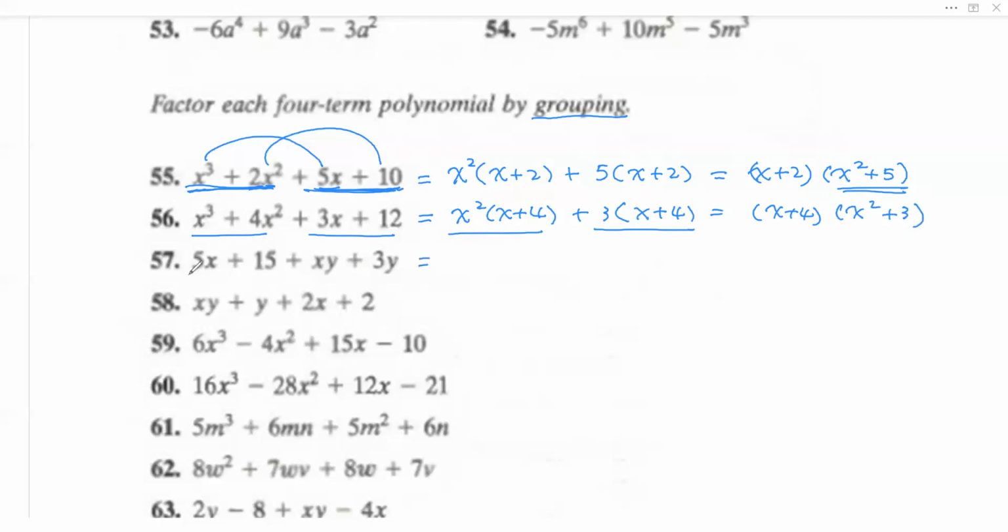Same. We can take first two and second two as a group. So first is 5x plus 3. And second one is y, x plus 3. So x plus 3 became the common expression, the common binomial. The rest is 5 plus y, right?